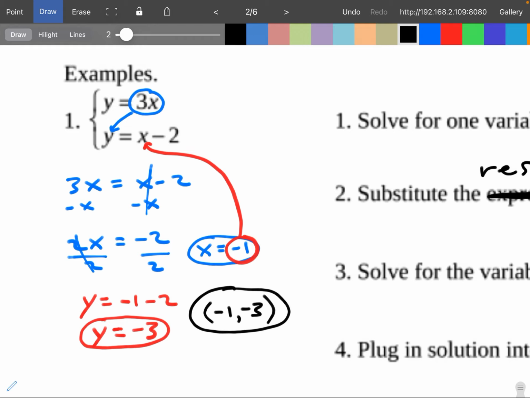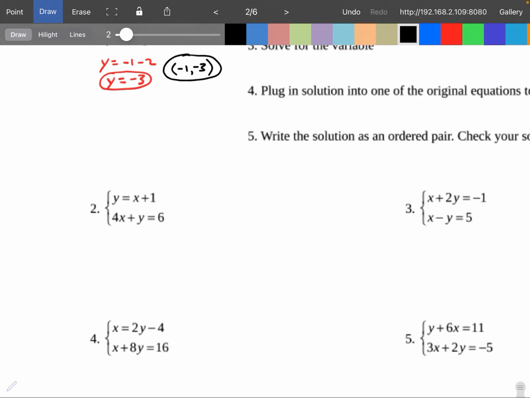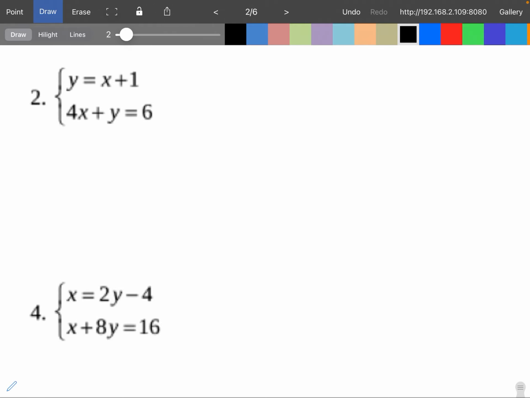All right, so again, we're writing the final answer as an ordered pair, so that would be -1 for x, comma, -3 for y. And then if we graphed both of those lines, we would find that's the point where they cross.